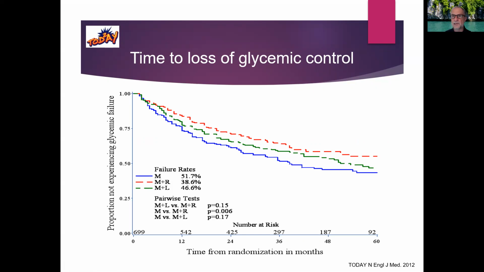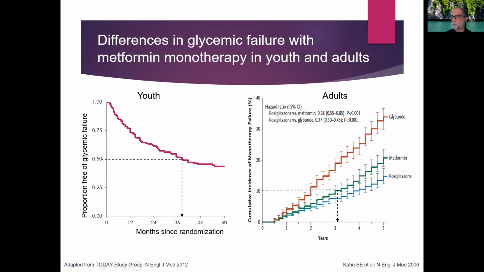Now, what happens in adults if we compare this directly? So this next slide shows a comparison of the outcome of TODAY to an outcome of a very similar study called ADOPT. And what we see, again, is that at 3 years, 50% of youth had lost glycemic control. And if we look at that same time point in adults, it's about 10%. So there's a much more rapid loss of glycemic control in youth than there is in adults.